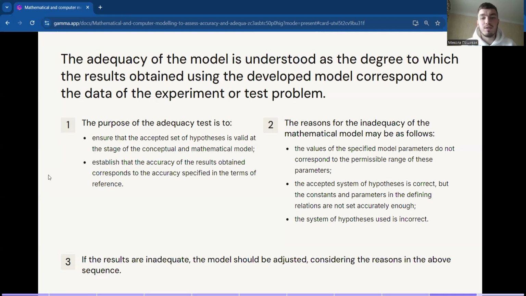The values of the specified model parameters do not correspond to the permissible range of these parameters. The accepted system of hypotheses is correct, but the constant parameters in the defining relations are not set accurately enough. The system of hypotheses used is incorrect. If the results are inadequate, the model should be adjusted considering the reasons in the above sequence.